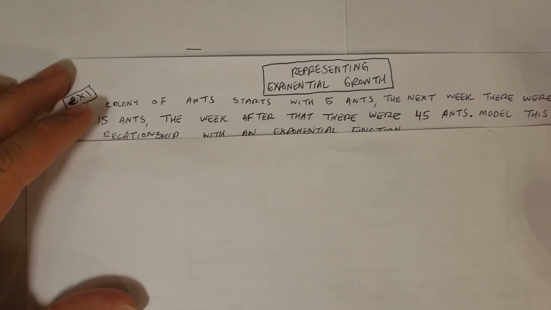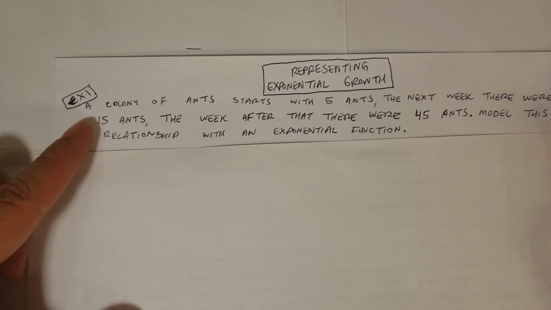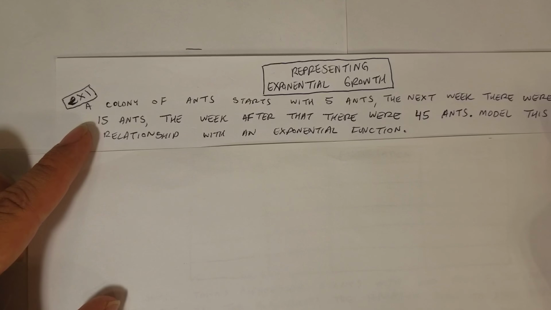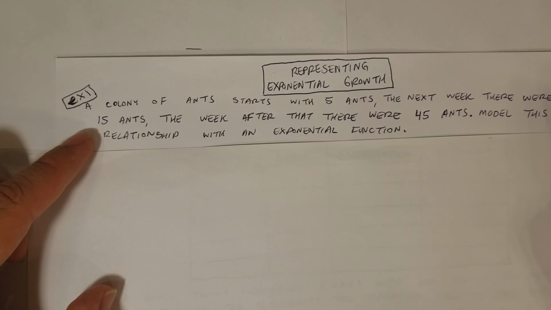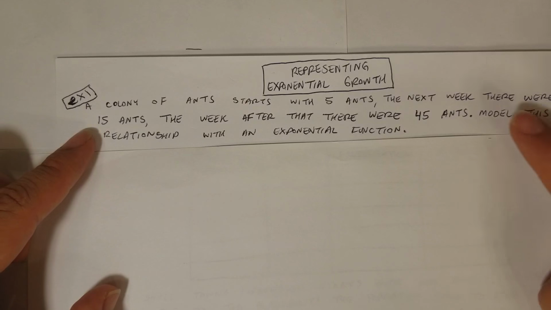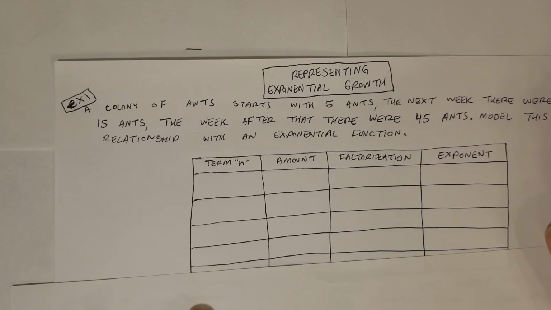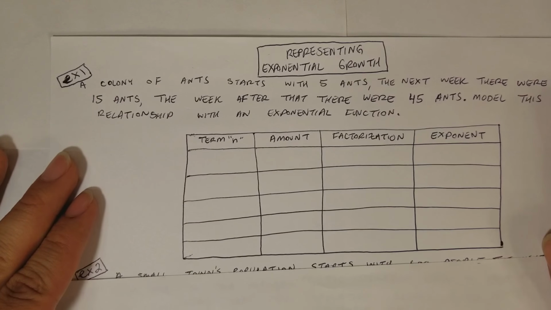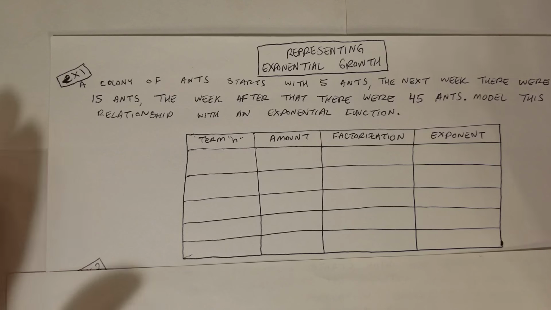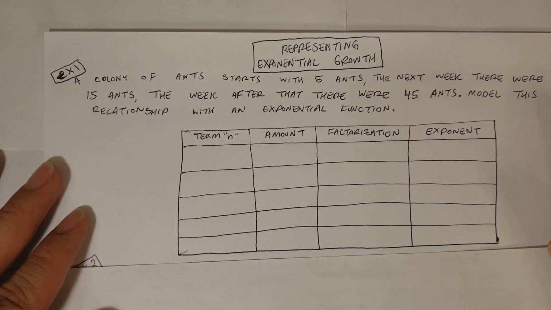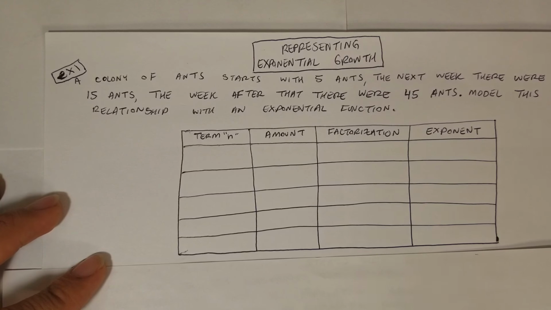So let me give you guys a real life situation. A colony of ants starts with 5 ants. The next week, there were 15 ants. The week after, there were 45 ants. Model this relationship with an exponential function. When you're modeling this, I recommend that you draw a table, that way you can see vividly what is going on in this example.